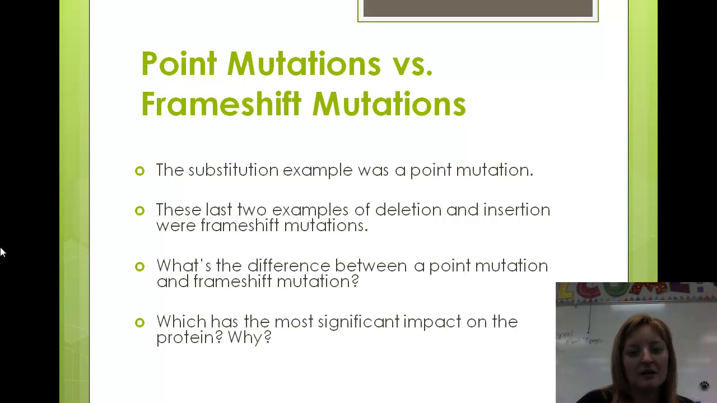So, what is the difference between a point mutation and a frame shift mutation? How much of an effect it has. Obviously, looking at the next question, which one has the most significant impact? That's going to be your deletion and your insertion, because they're frame shift and they're actually changing the language that we're trying to code proteins in.